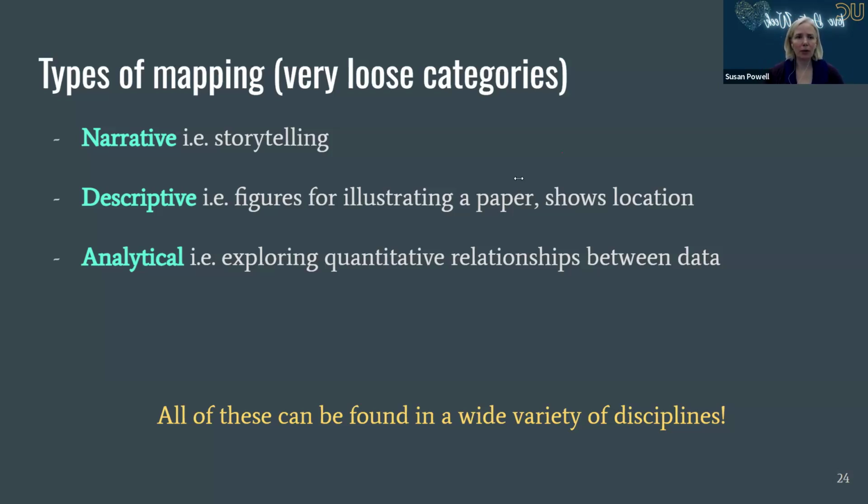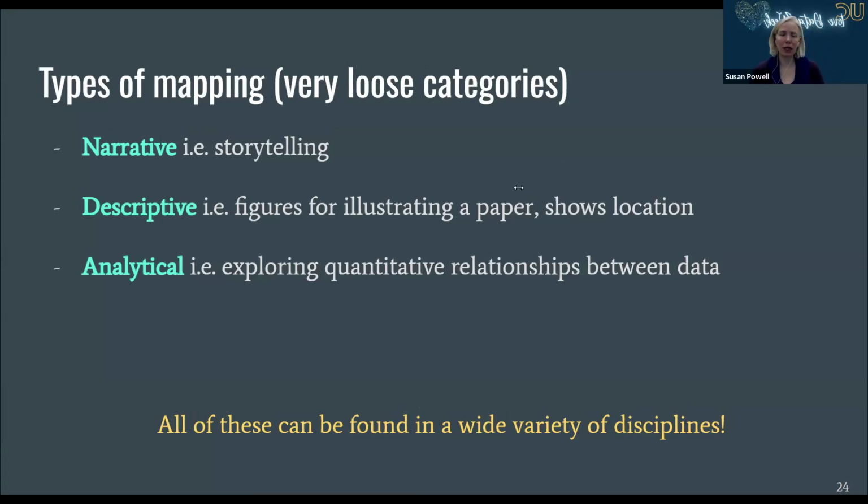All right. The types of mapping that I've outlined here are very loose categories that I've developed after years of supporting people with different kinds of mapping and GIS projects. They can definitely overlap, and you might have a project that involves all three, but it can help you start to think about which tools may be useful for your projects. So one is narrative, where you're trying to tell a story with your mapping and your data.